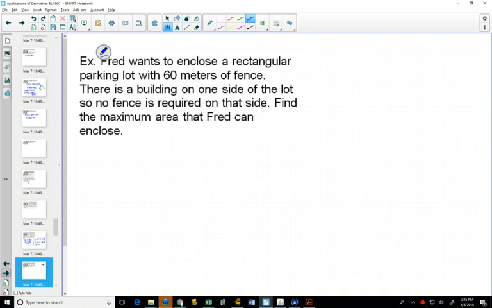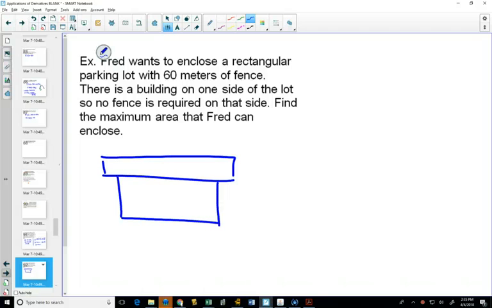This was a typical grade 11 question. Fred wants to enclose a rectangular parking lot with 60 meters of fence. You used to hate these questions. There's a building on one side of the lot. So here we have our building, and here's our parking lot. And this is so logical in that it makes sense to put a fence completely around the parking lot so nobody can get in. Or if you build it during work hours, nobody can get out.